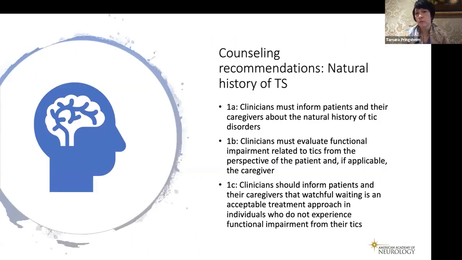So we made the recommendations that clinicians must inform patients and caregivers about the natural history of tic disorders, and that clinicians must evaluate functional impairment related to tics from the perspective of the patient, and if applicable, their caregivers as well. And clinicians should inform patients and their caregivers that watchful waiting is an acceptable treatment approach in individuals who do not experience functional impairment from their tics.